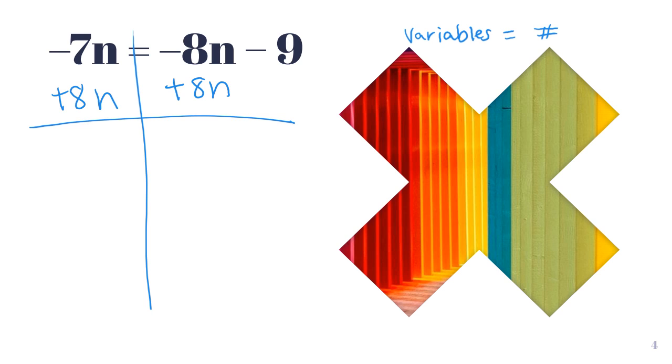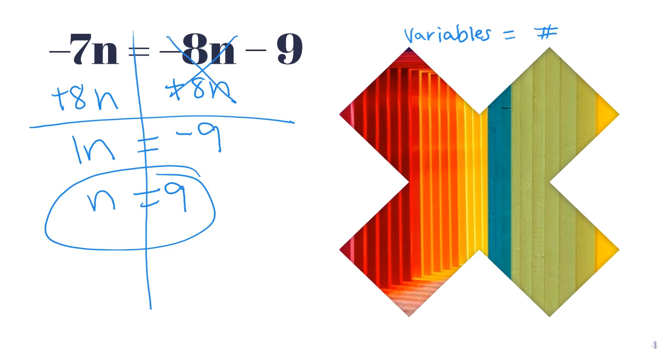When I do that, negative 8 plus 8 cancels out. So on this side, I'm left with negative 9 equals. Now negative 7 plus 8 equals 1n, or just n. So I get that n equals 9. And again, you can check yourself to make sure that that is correct.